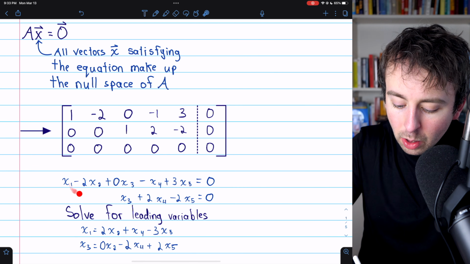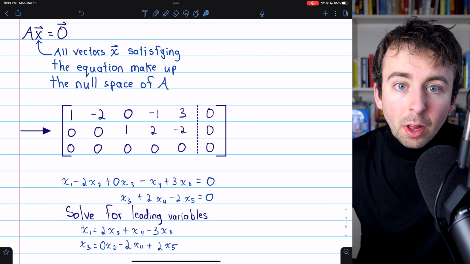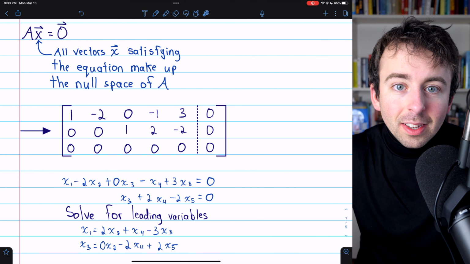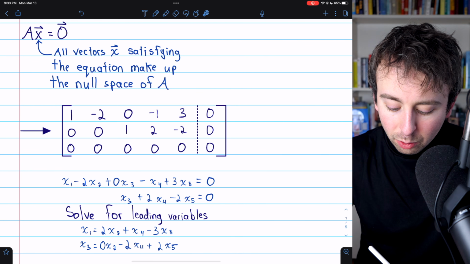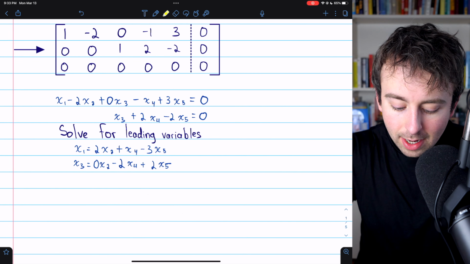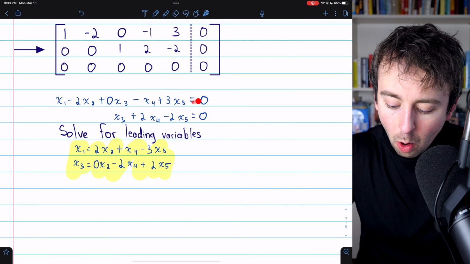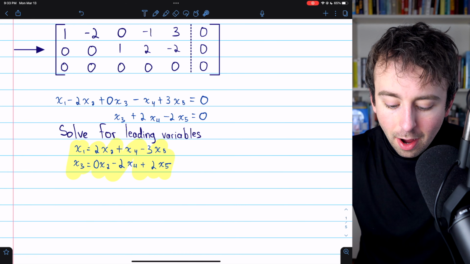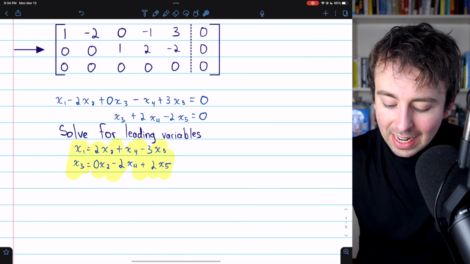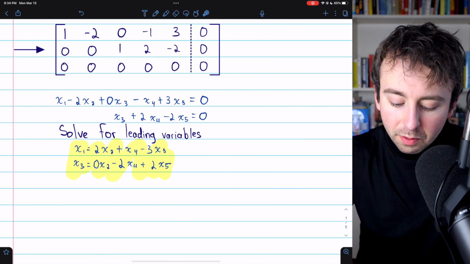Then we want to take these 2 equations that come from the augmented reduced row echelon form matrix, and solve them for the leading variables. So in the first equation, we want to solve for x1, and in the second equation, we want to solve for x3. That's pretty easy, and that gets us here. All we do is move everything except x1 over in the first equation, which just makes all the signs opposite. So it's positive 2x2, it's positive x4, it's negative 3x5, and so on. Same thing with this second equation, we're solving for x3.